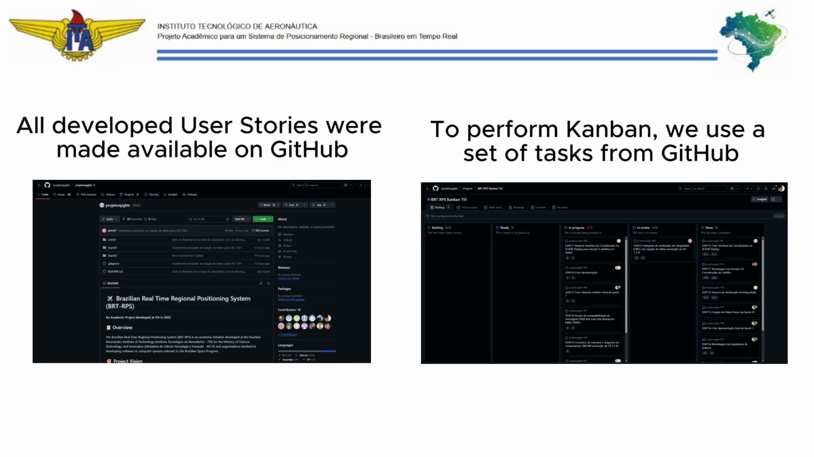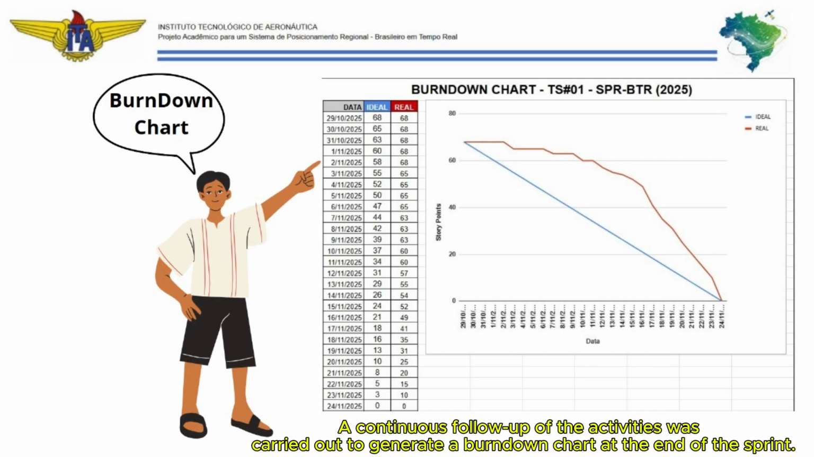All developed user stories were made available on GitHub, along with the team's Kanban board. A continuous follow-up of the activities was carried out to generate a burn-down chart at the end of the sprint.